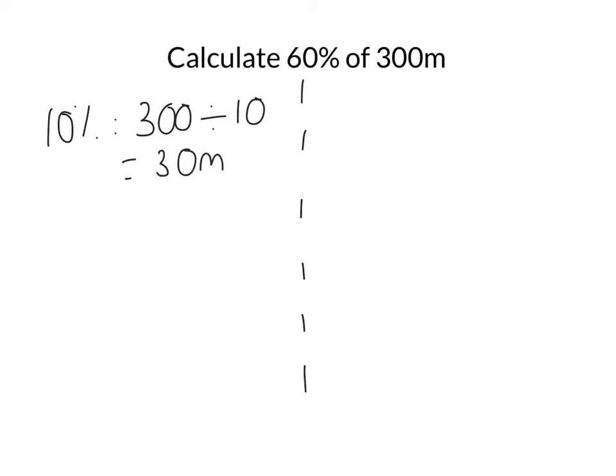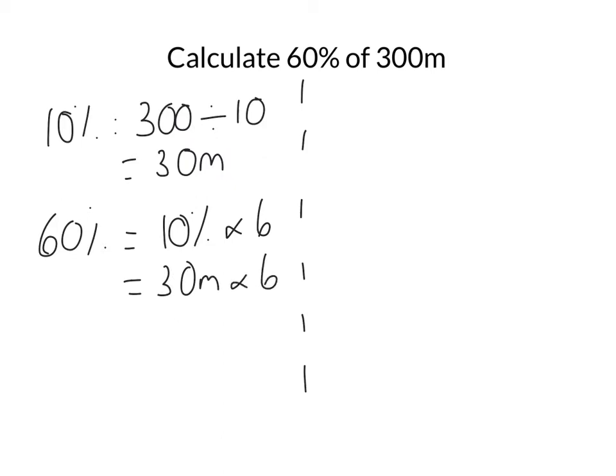If I know 10%, I can then find any multiple of 10%, so 10, 20, 30, 40, 50, 60, and so on. So to find 60%, I take the value for 10%, and I multiply it by 6. The value for 10% we found out was 30 meters, so we're going to do 30 times 6 to give me 180 meters. So my answer for 60% of 300 meters is 180 meters. Notice how I've left the units on my answer because I was given units in the question. That's important. If you're given units, you need to make sure they're left on the answer.